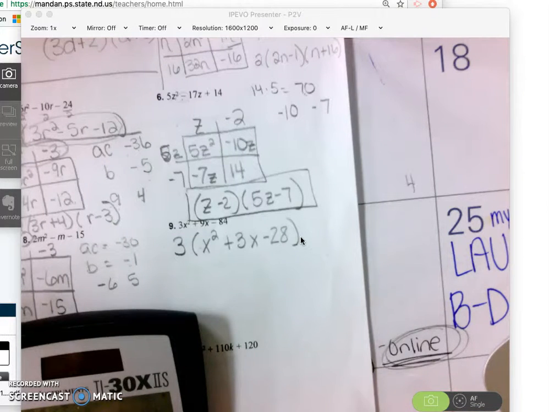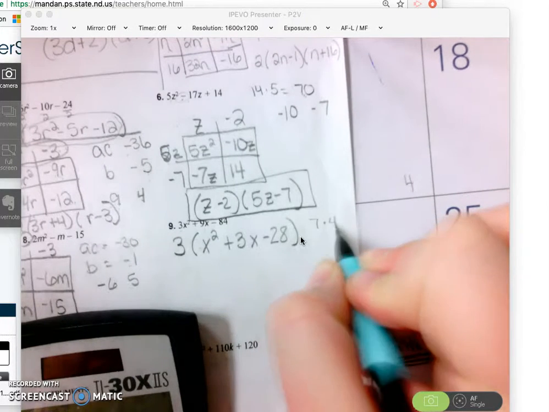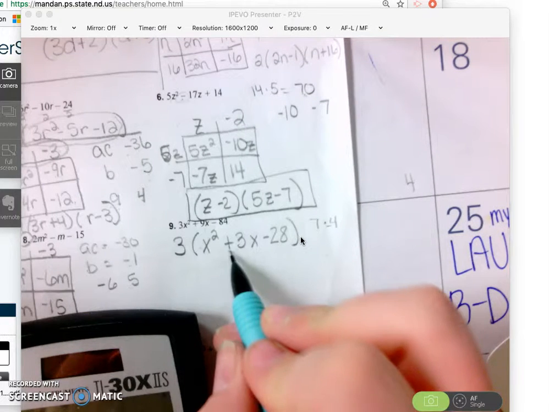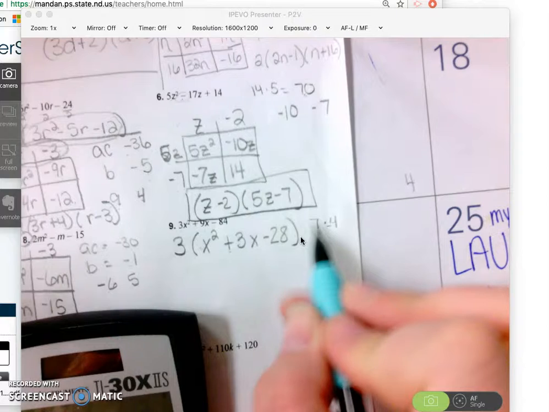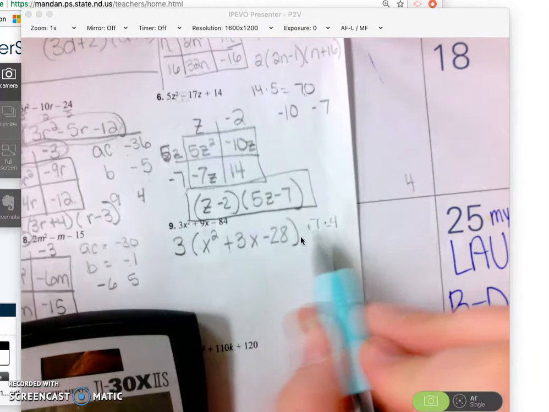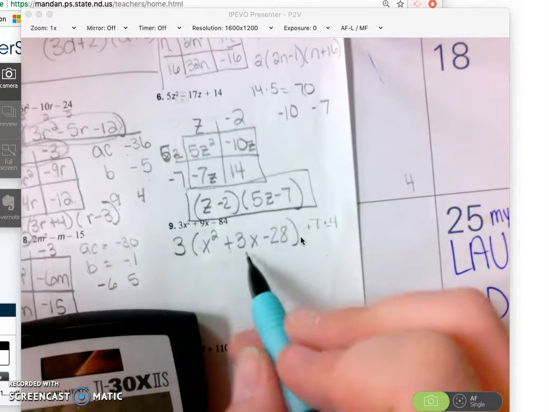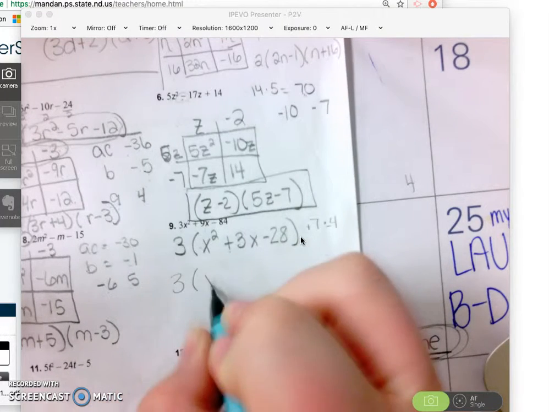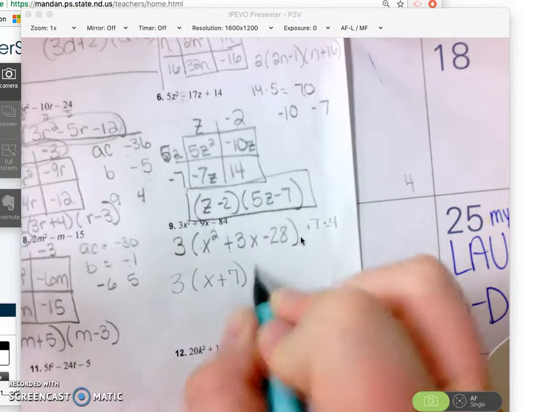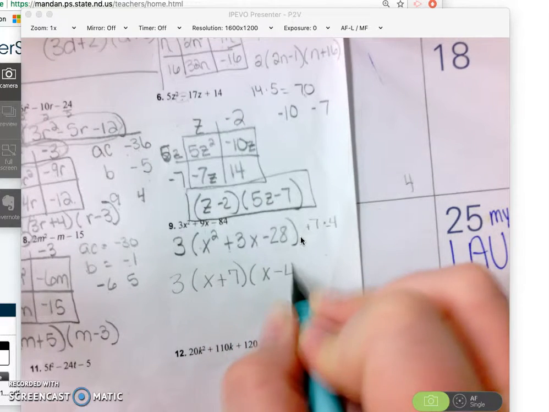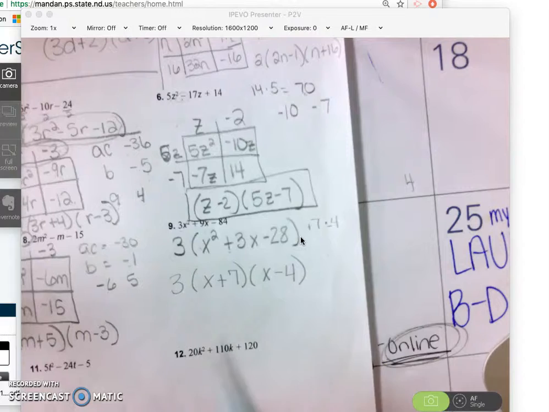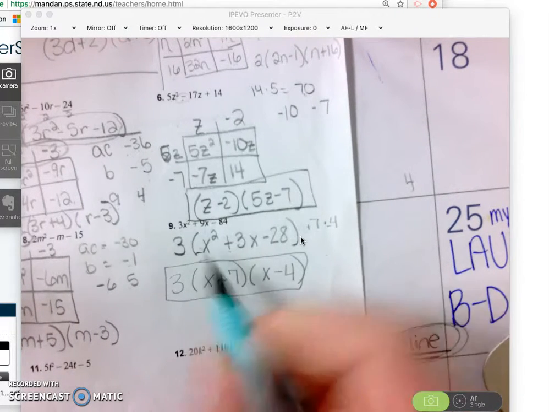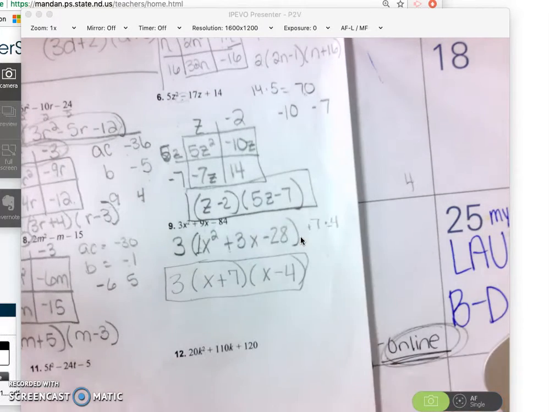So 7 times 4, one of them being negative, so this is positive, so the greater absolute value has to be the positive one. So when I add those together, it gets me a positive 3. So I have 3 on the outside, x plus 7, x minus 4. And I'm done. That was only because I had a coefficient of 1 on my x squared.